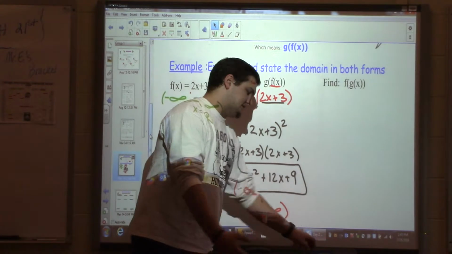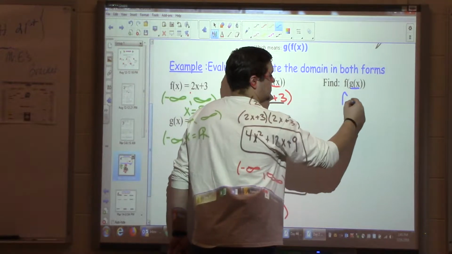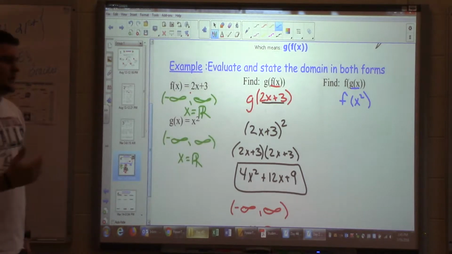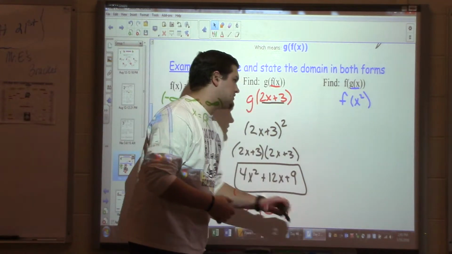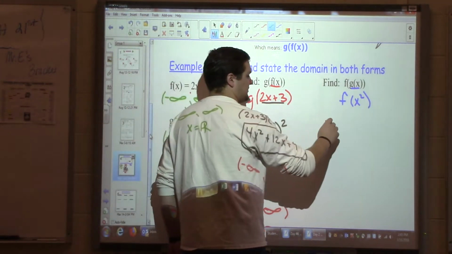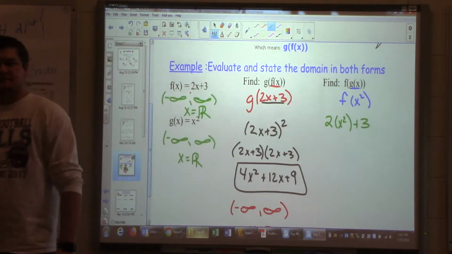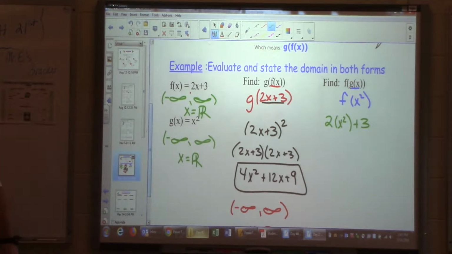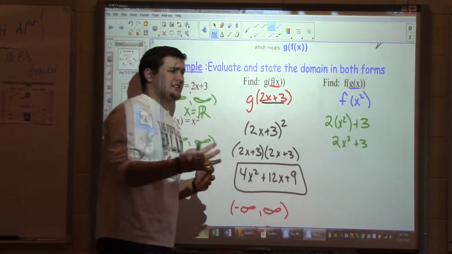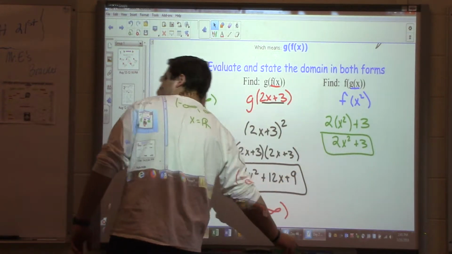F of g of x. Now do it the other way. So, g of x equals x squared. So I'm going to replace it in here. F of x squared. So now what I'm going to do is anywhere in my f function, because that's what I'm dealing with now, anywhere in my f function that I see an x, I'm replacing it with x squared. So 2 times x squared plus 3. Let's do the multiplication. 2x squared plus 3. Can I combine anything else, simplify it at all? No, so that's my answer. But I also need the domain.